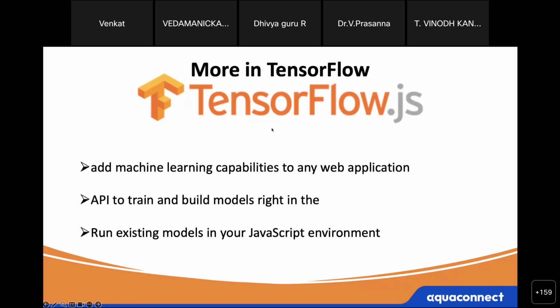And TensorFlow JS allows you to perform transfer learning in the browser itself. This means that you can pre-train a model, perhaps on a very large data set, and customize it in the browser with a smaller amount of user specific data.